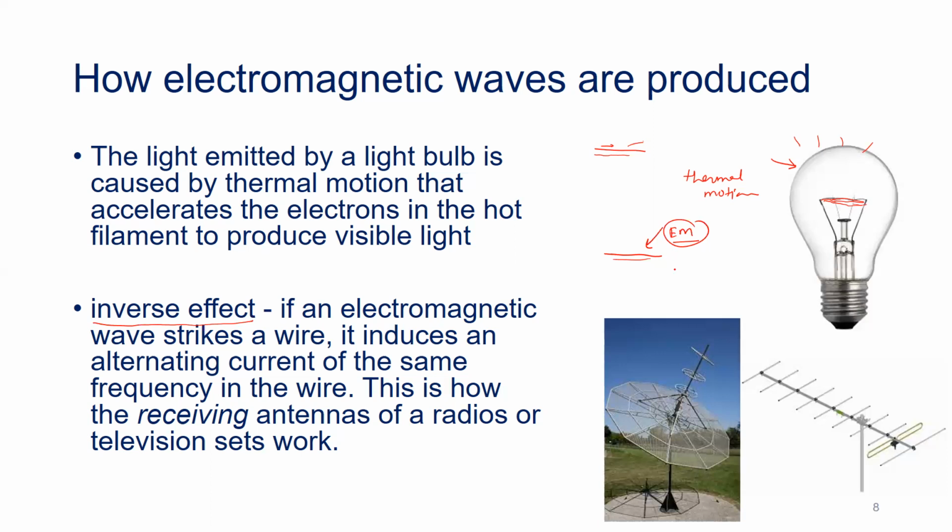Okay. So this is how the receiving antennas of, let's say, radios or your television sets work. EM waves come and strike these antennas, and it induces the current through the wire.